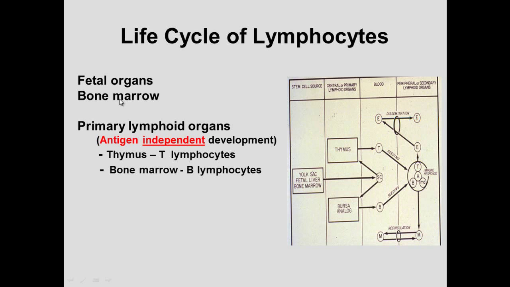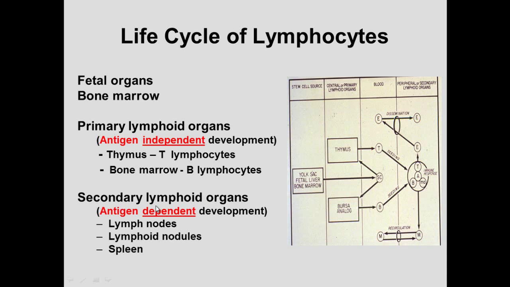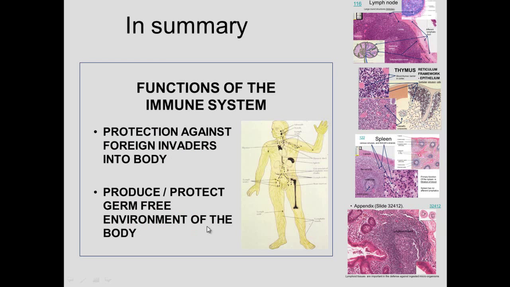And so that brings us back to the fetal organs, the bone marrow, where you have cells originating, but there are primary lymphoidal organs, which are the thymus and the bone marrow that we see. And in the thymus, we have the antigen independent. So you need these to develop without the antigen. And then you have secondary lymphoidal organs, antigen dependent: lymph node, spleen, lymphoidal nodules. That's where the immune cells are reacting to antigen for the response that we want.